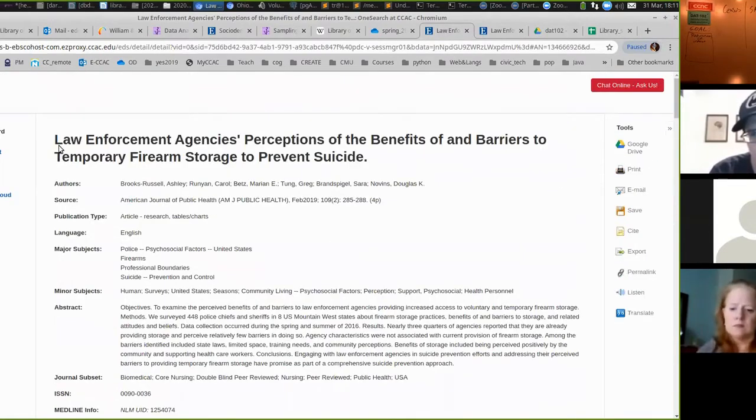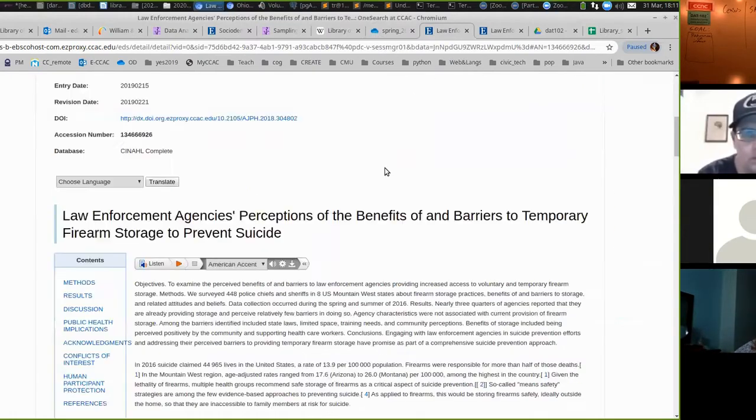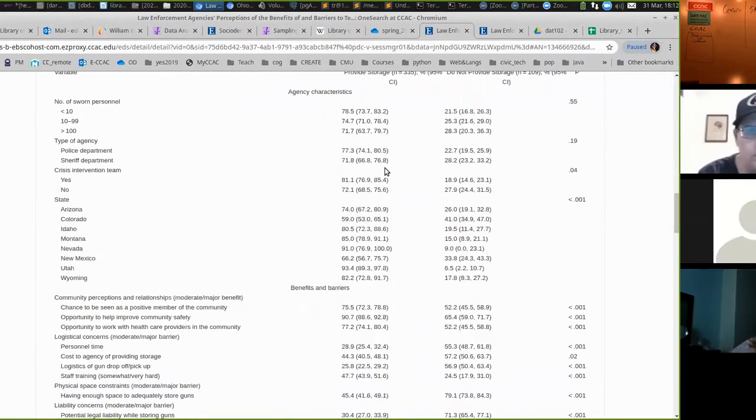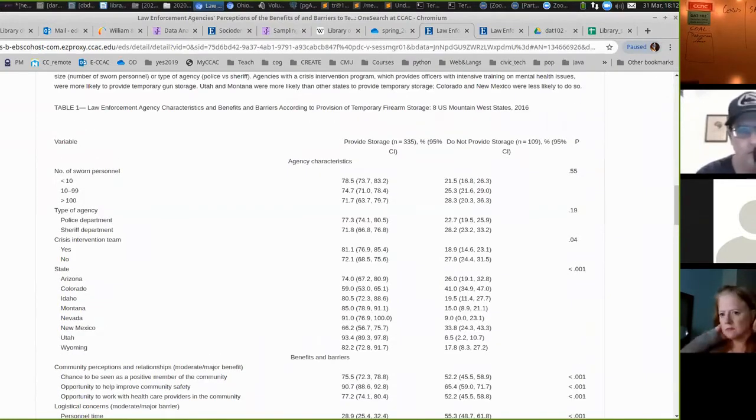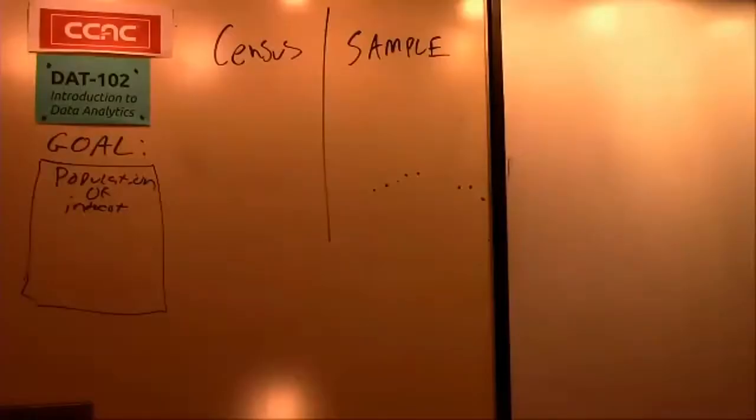So I want to take a look at this concept of law enforcement agencies' perceptions and benefits of barriers to temporary firearm storage to prevent suicide. With that shared, I'm going to stop my share here and go back to that.